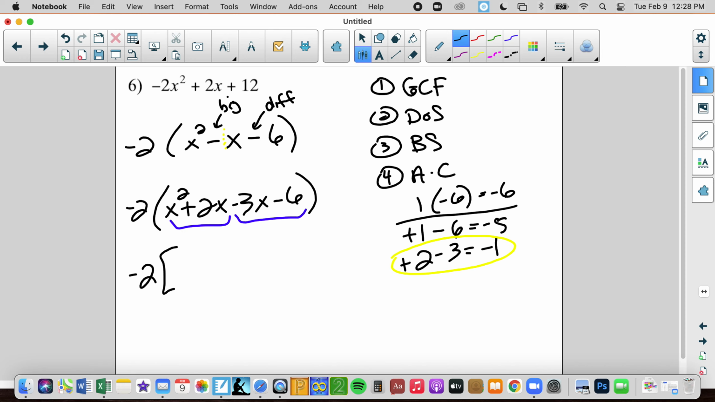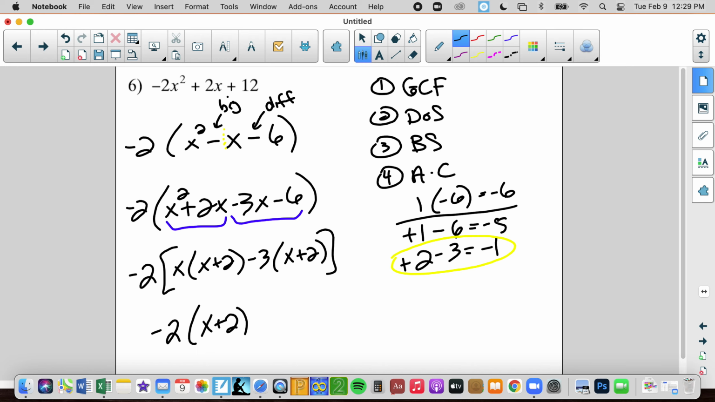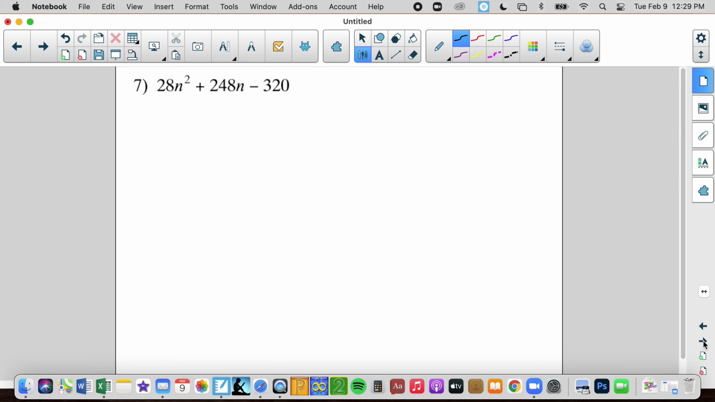So let's look at the first 2. We're going to factor out an x. You get x plus 2. We look at the second 2. We notice it's a negative. So we're going to factor out a negative 3, x plus 2. And we get negative 2 times the quantity x plus 2, x minus 3. Your goal is to be that efficient.